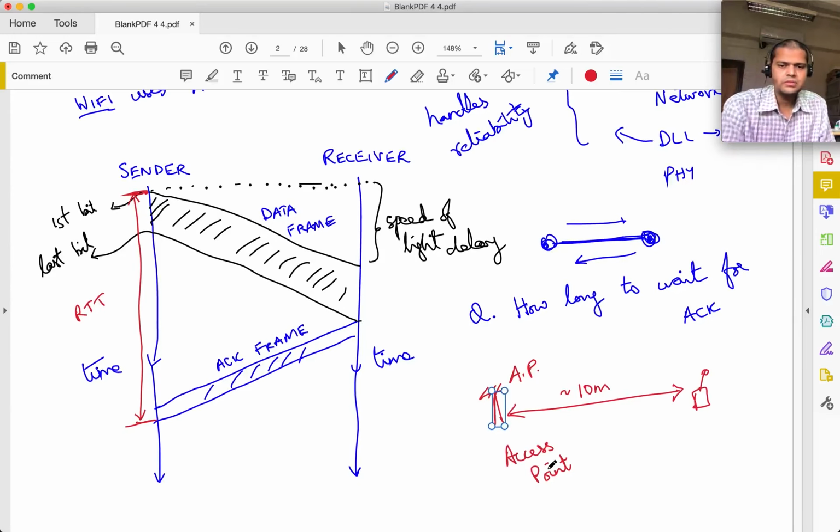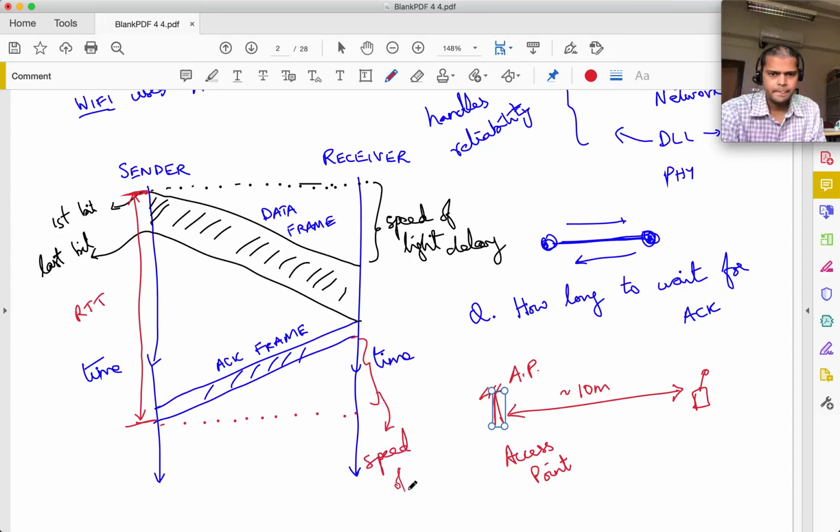So in this sort of situation, you know what the round trip time is going to be. How long is your signal going to take to reach here? How long is this frame going to take to reach the other end? And how long is it going to take to come back? All of these, the speed of light is coming in, let's say at least twice. You have the speed of light delay coming in.